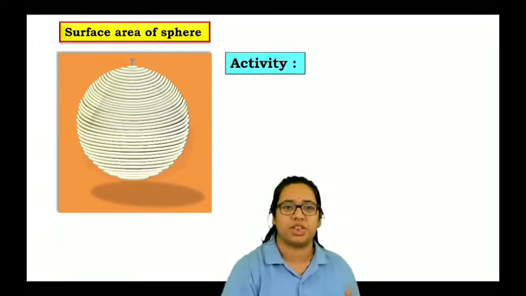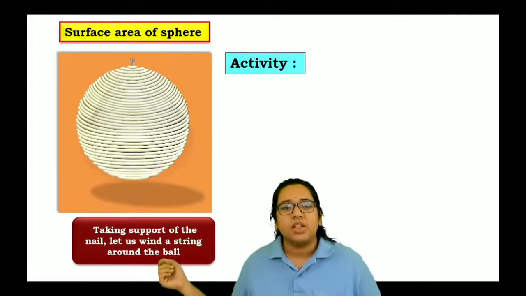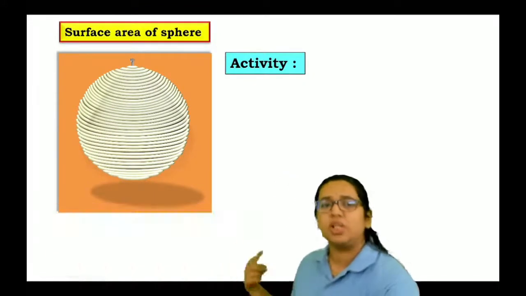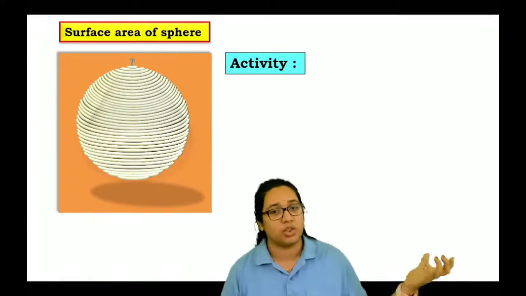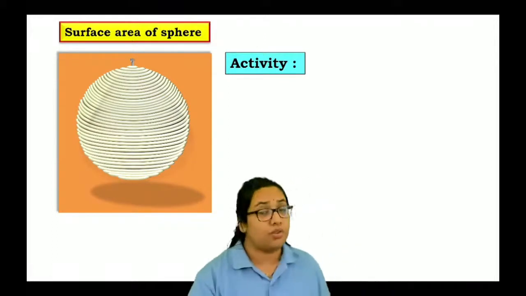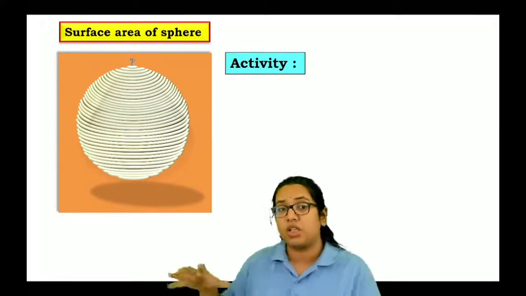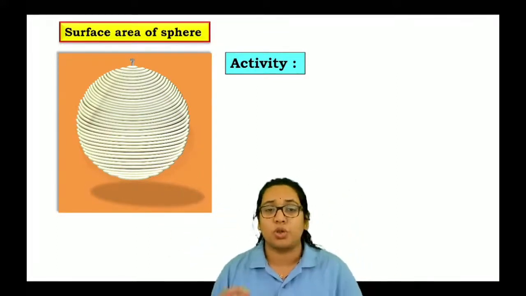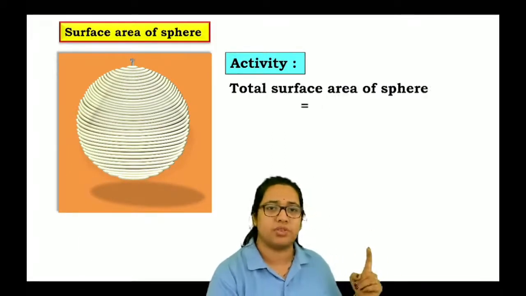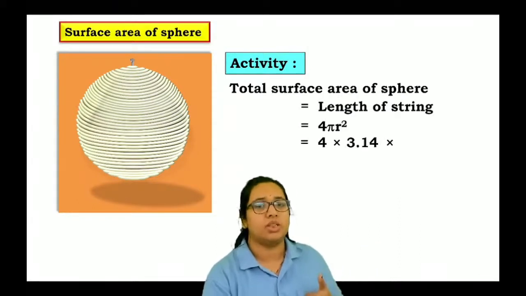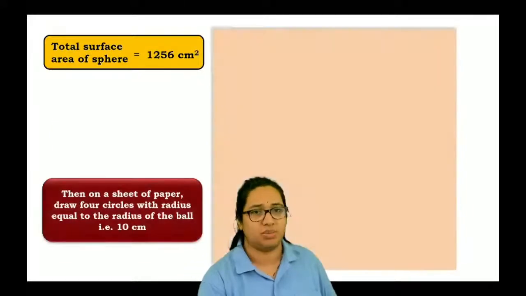Now, suppose we have such a sphere. What you have to consider here is that, taking support of the ball, we are rewinding a strip around the ball. It will give you the total value of surface area, because we have already discussed it. If we have to find the area, suppose we have to cover the whole diagram, then how many total units will be required for that? It is known as the surface area.